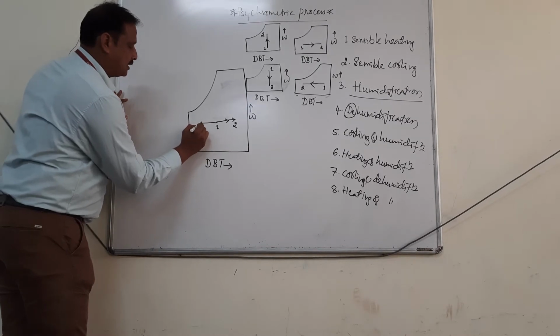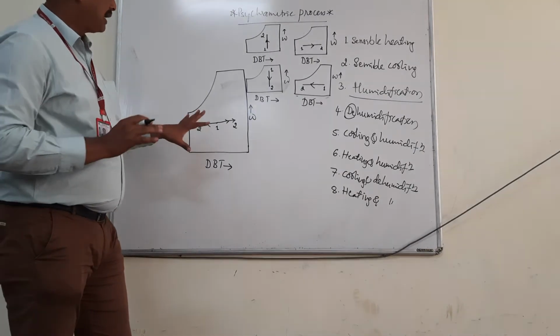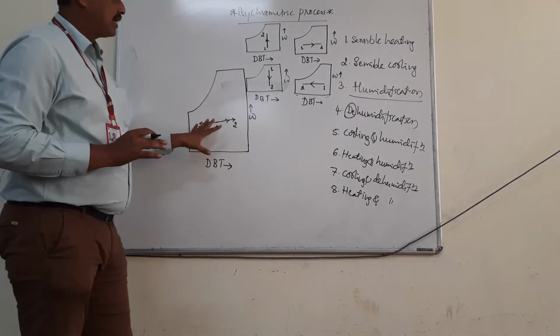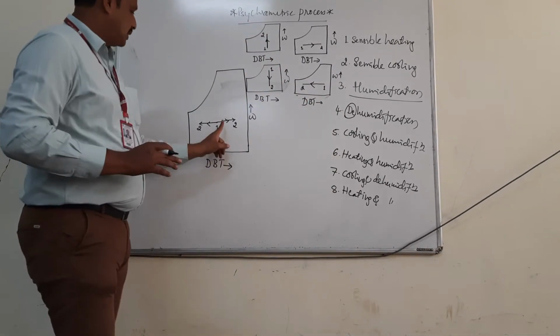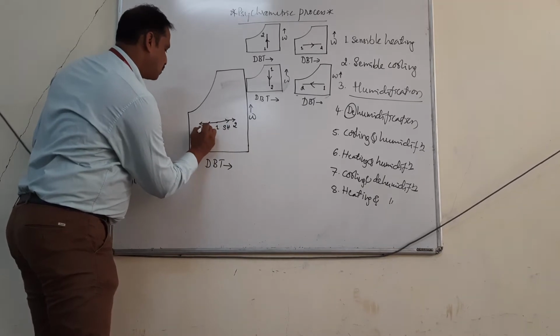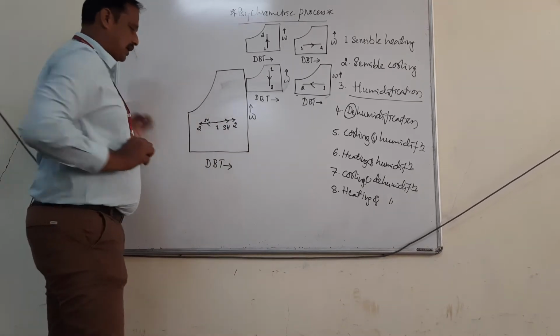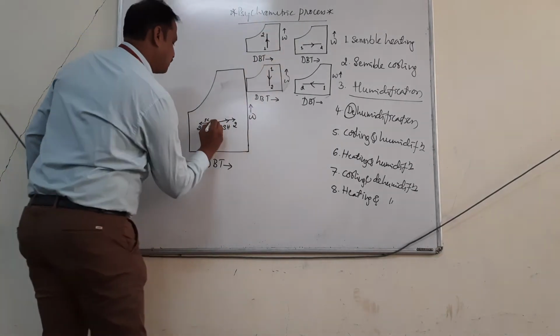Okay. So this is very easy to understand and you can remember easily. If you remember this chart, you can explain all these processes in your examination. Okay. So this 1 to 2 is sensible heating and this 1 to 2 is sensible cooling.